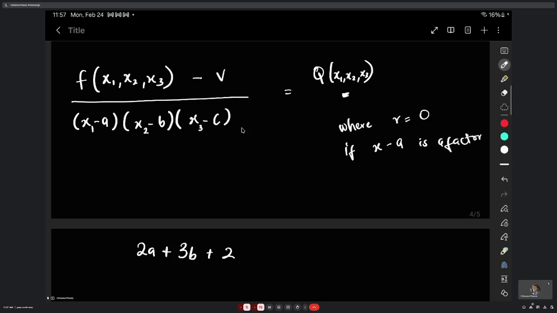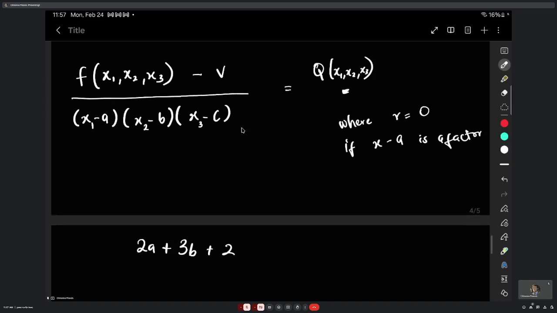Let's test it out with different values. You already said it's correct. Is it correct? I think it is. Is it? Yeah. Let's try it out. I'm doubting it.